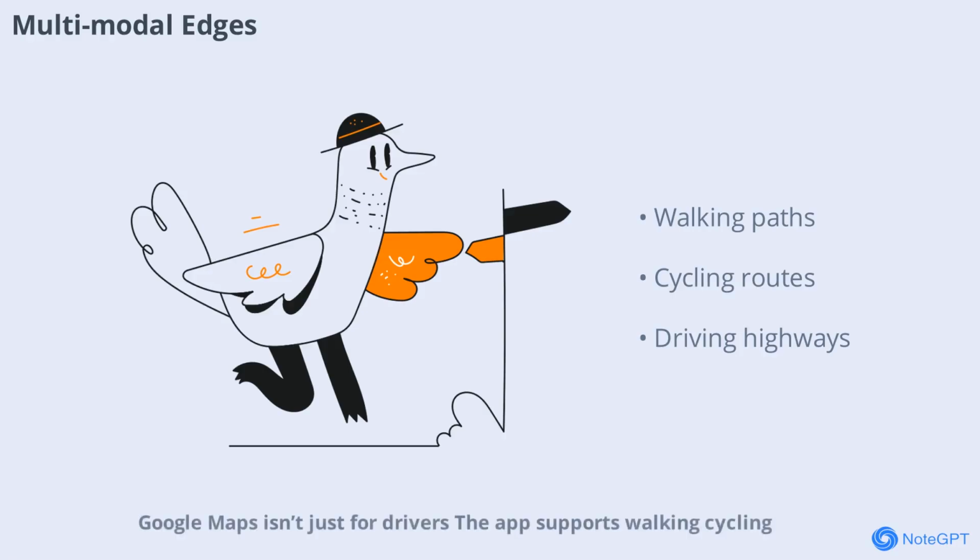Google Maps isn't just for drivers. The app supports walking, cycling, and public transit, each with its own set of edges. Multimodal edges ensure that pedestrian walkways, bike paths, and highways are only accessible in the appropriate mode. For example, a pedestrian path is an edge in the walking graph but not in the driving graph. This flexibility allows Google Maps to provide tailored routes for every user, whether they're on foot, bike, or car.